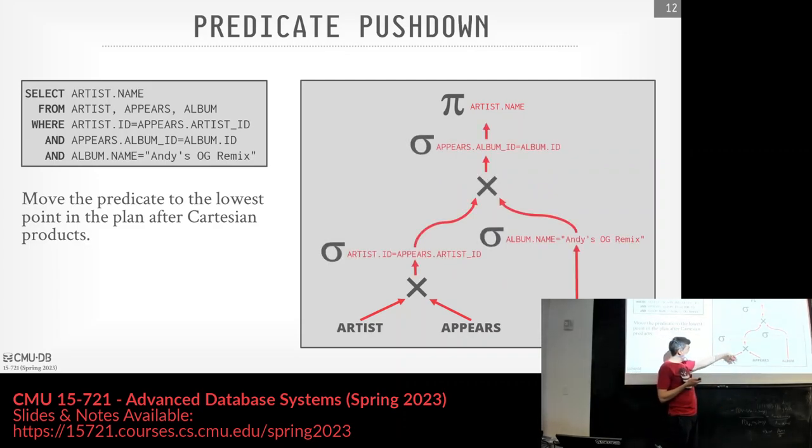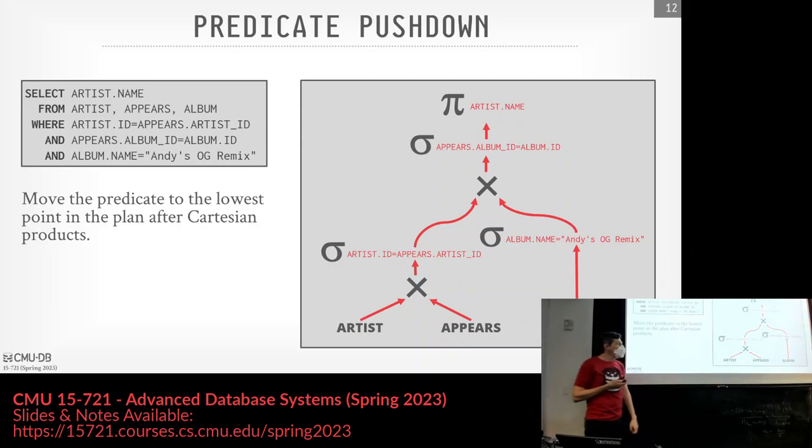So you can do the same thing for artists. It's right above the join here. Again, we don't need a cost model to know this. We know as humans working with data systems that the sooner you throw away data in your query, the better the query is going to run.